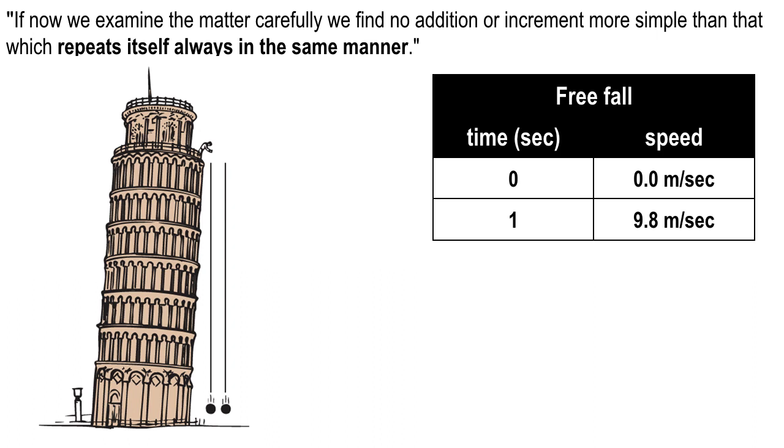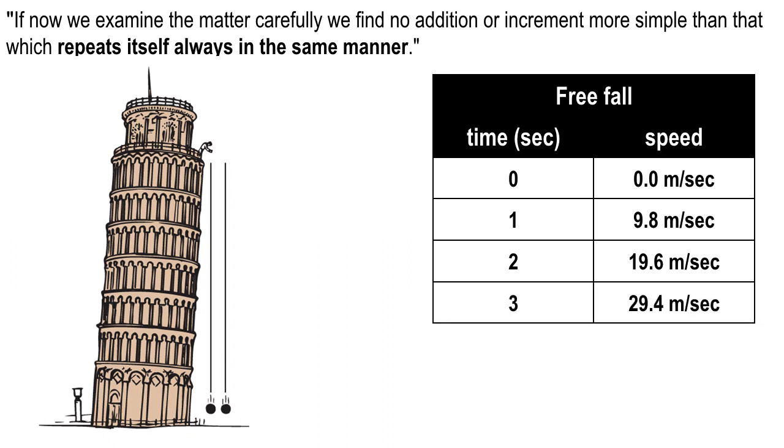If you have a radar gun, you drop a water balloon off the top of the library, and you use a radar gun like the police, and you get the speeds every second. First one's going to be 9.8 meters per second. After another second, 19.6. Every second, it adds another 9.8. And that's what he means. The increment always repeats itself in the same manner.